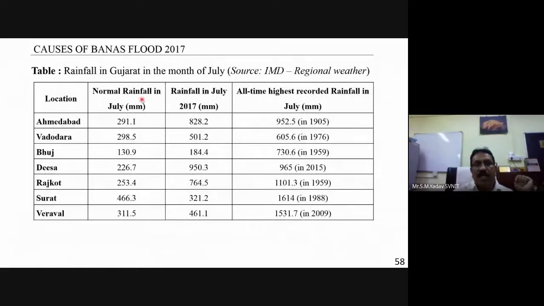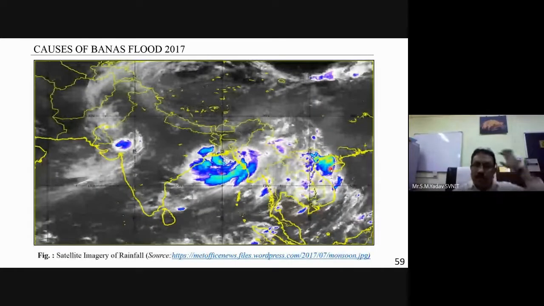So this is the table which shows the normal rainfall, the rainfall in the month of July, and the highest recorded rainfall in July. If we talk about Deesa, the normal rainfall is 226, which has been 950 mm, and the highest recorded was 965 in 2015. So this is the system, Dr. T, what you were asking about.